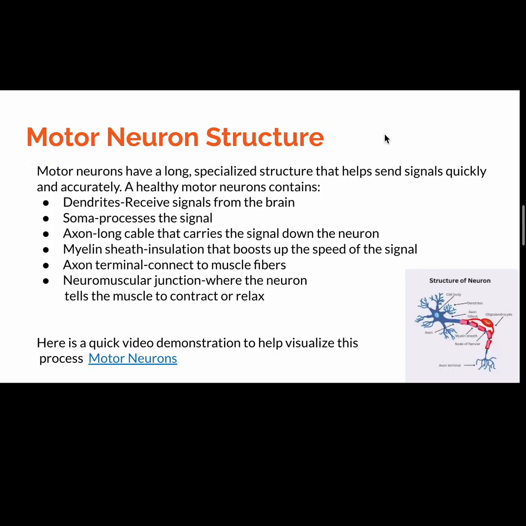So now, motor neuron structure. Motor neurons have a specialized structure designed to send signals quickly and accurately. These dendrites receive signals from the brain, the soma processes the signal, and the axon carries it down the neuron. The myelin sheath acts like insulation, boosting signal speed, while the axon terminal connects to the muscle fibers at the neuromuscular junction, telling the muscles when to contract or relax. Here's a quick video demonstration to help visualize. It's this video right here, actually.